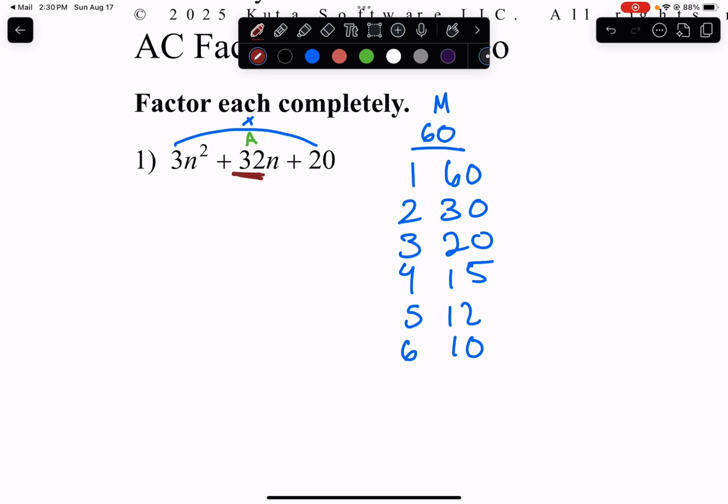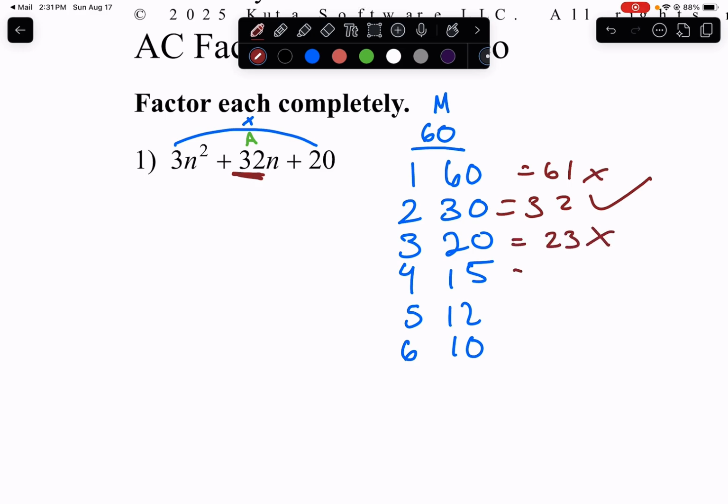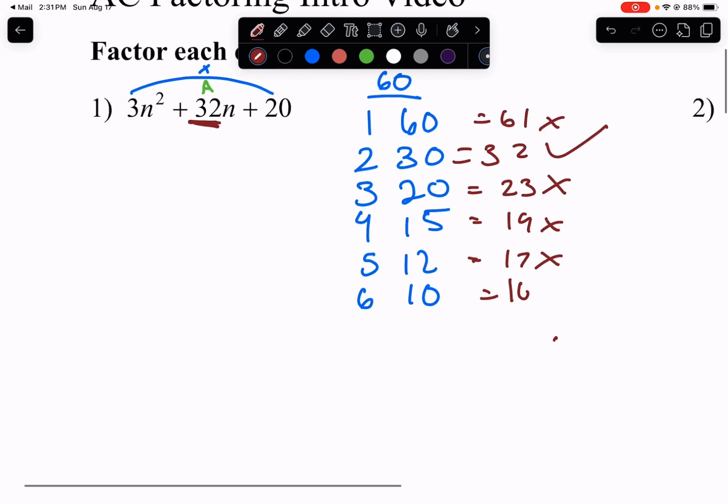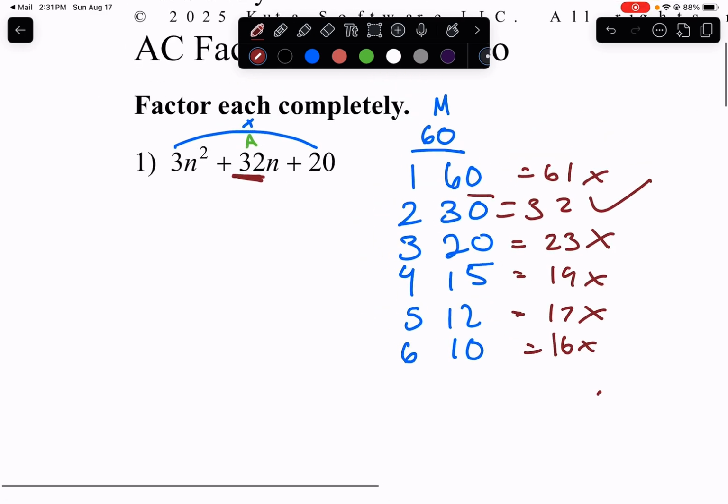So I look and I'm like, okay, well, 60 and 1 give me 61. 30 and 2 gives me 32. This is the one that I'm interested in. All these other ones don't give me a 32. I get 19, I get 17, I get 16. All right, so my two magic numbers here are going to be 2 and 30.